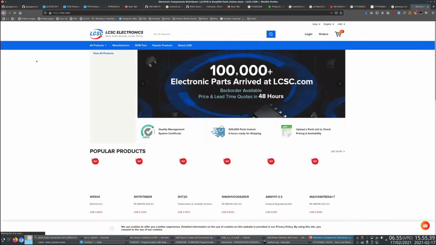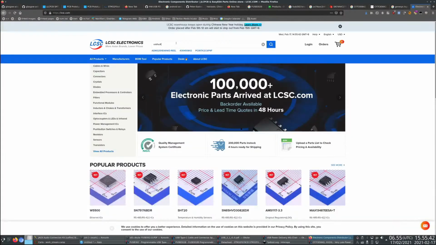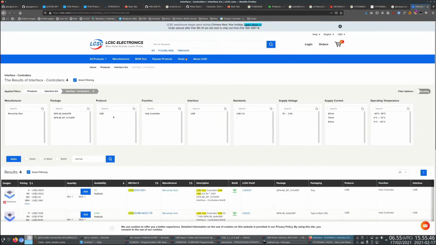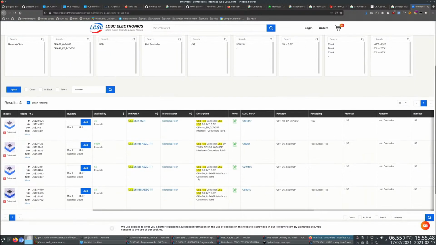Yeah, LCSC was the other place. There we go. That's more useful. 2.0. Yeah, here we go. How many ports? That looks like probably 4 ports. What's the difference here?